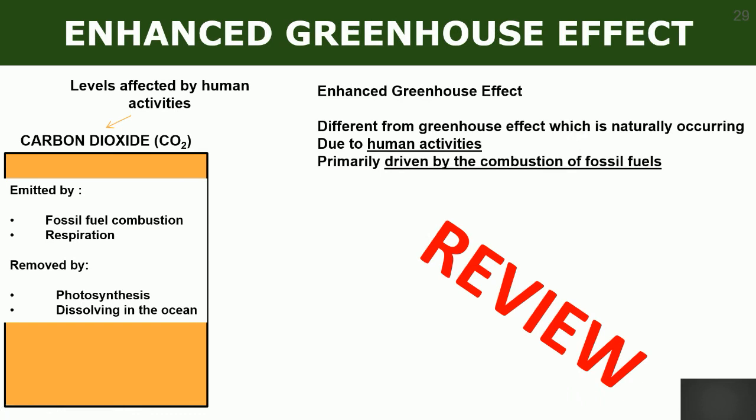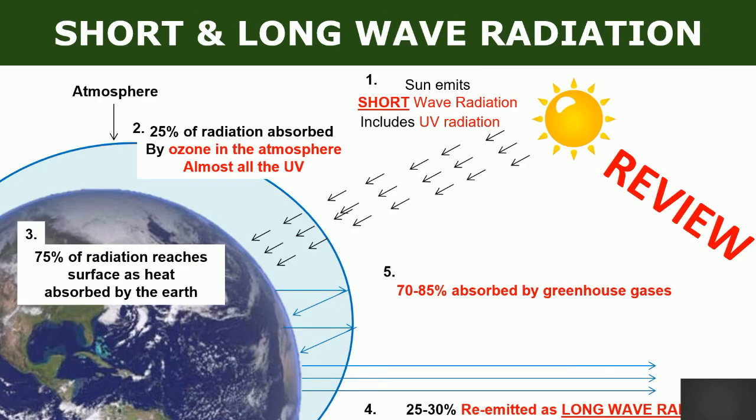So know that the enhanced greenhouse effect is only referring to the part of this that is due to human activities, that is focusing on the burning of fossil fuels. So that is what's driving this. So know the whole short and long wave radiation. The sun emits short wave radiation, of which 25% and the majority of the UV is absorbed by the ozone in the atmosphere. About 75% reaches the surface as heat and is absorbed by the earth, and when it gets re-emitted, it is re-emitted as long wave radiation unless it is trapped by those greenhouse gases, which are carbon dioxide, water vapor, methane, and nitrous oxide.